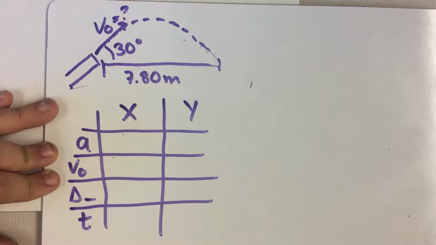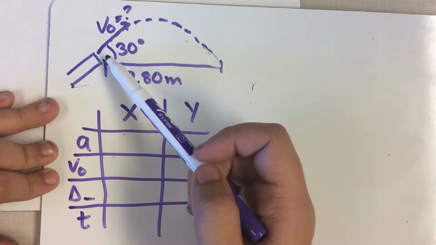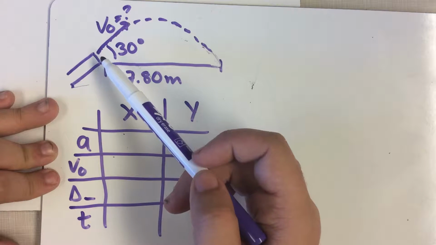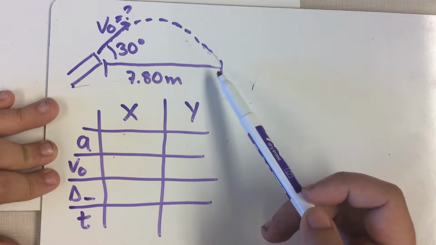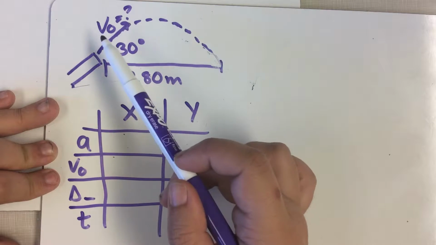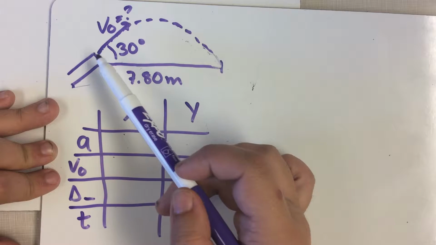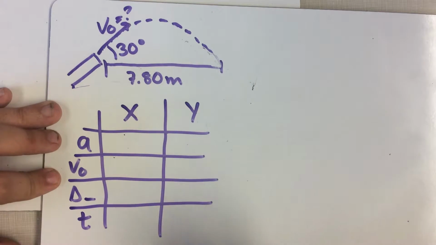Suppose we're designing a water fountain and we know that we're going to be launching our water at 30 degrees close to the ground, and we want it to land 7.8 meters away. So it's kind of like this big arc of the water. I want to know how fast must my water be moving when it leaves the little launcher area. So I'm looking for v naught.